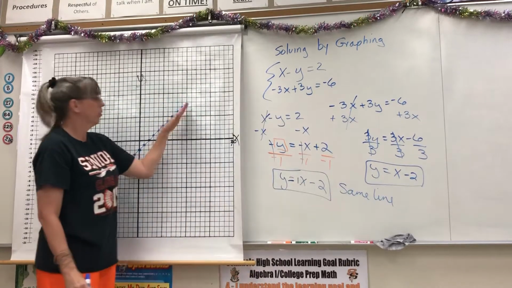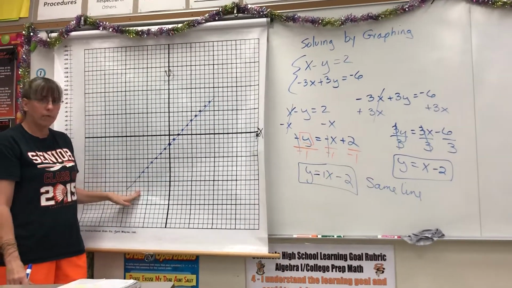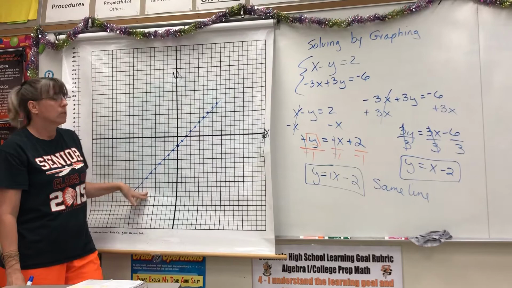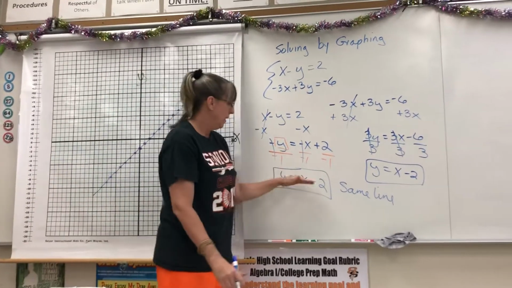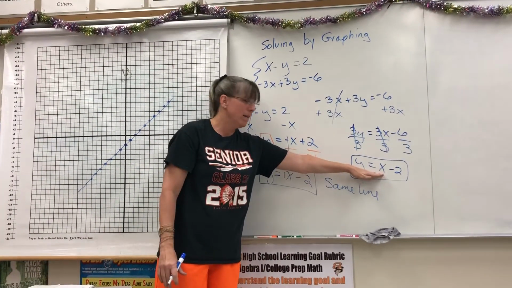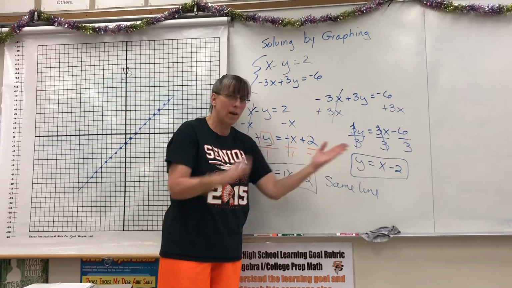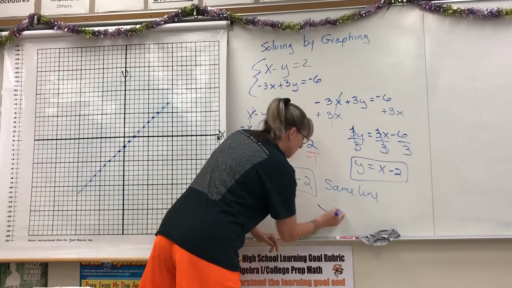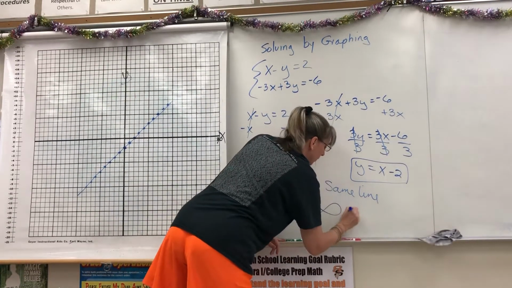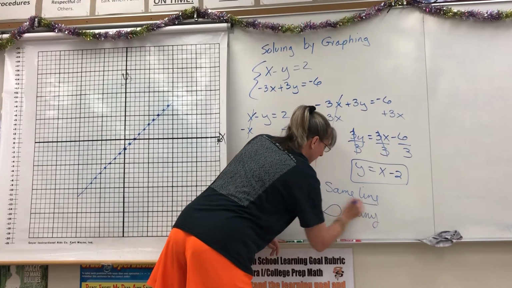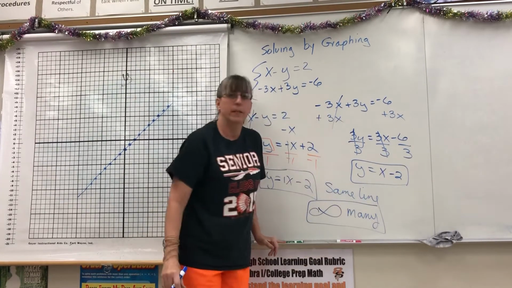Okay? If I were graphing, I don't need to regraph it. It's already been graphed. So my solution is, if I have one line that is exactly the same as the other line, they overlapped. So my solution is all of them, infinitely many.